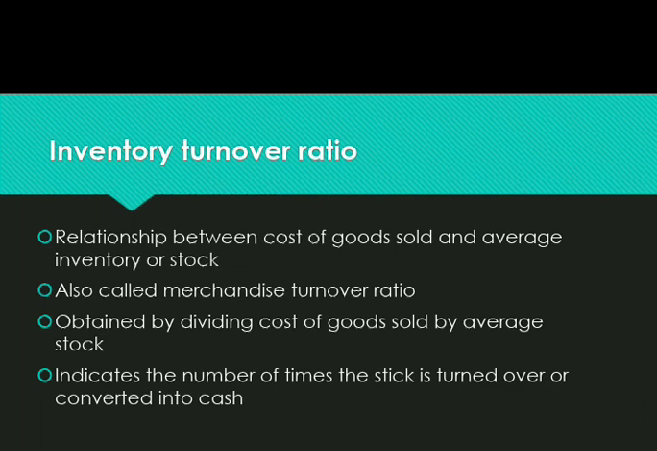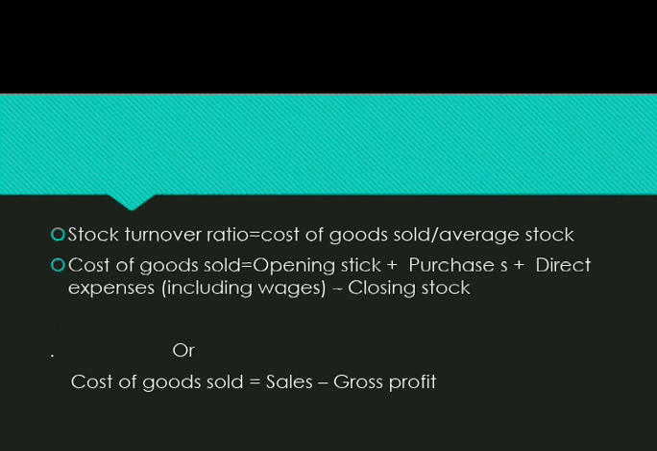The stock turnover ratio is computed by the following formula. The stock turnover ratio is equal to cost of goods sold divided by average stock. There are two components in this formula. The first one is cost of goods sold and the second one is average stock.